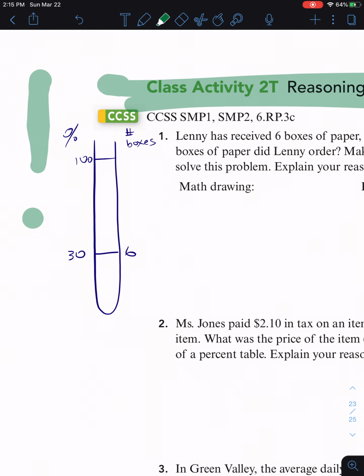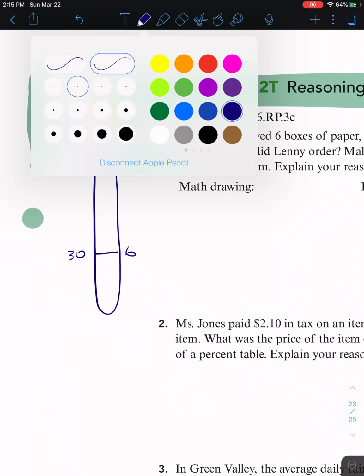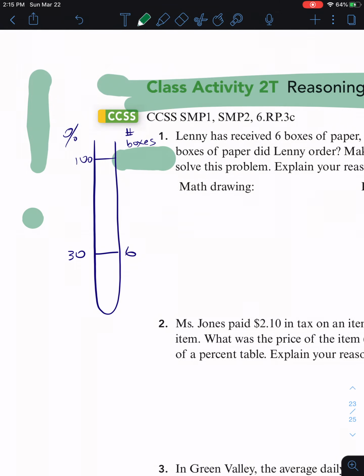So let's see, this is what we want to find. So let's see how we can do that. If 30% is 6 boxes, I think we can safely find 10%. That's 2 boxes. Right, and if 10% is 2 boxes, then 100% is 20 boxes. So he ordered 20 boxes.